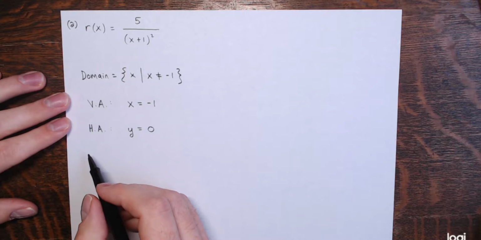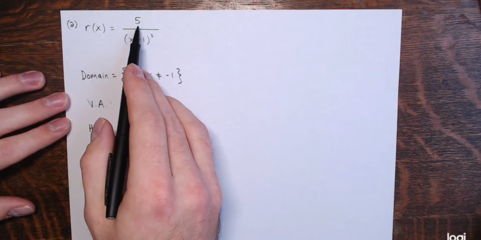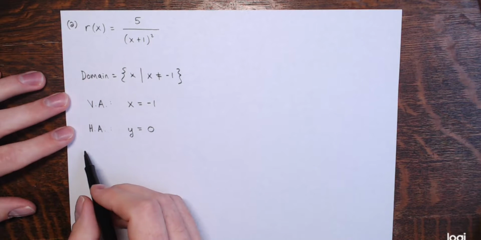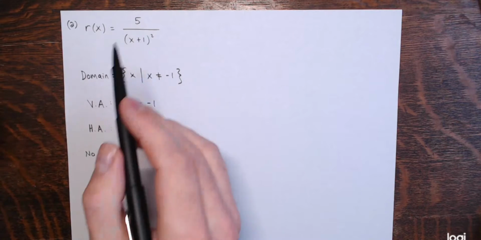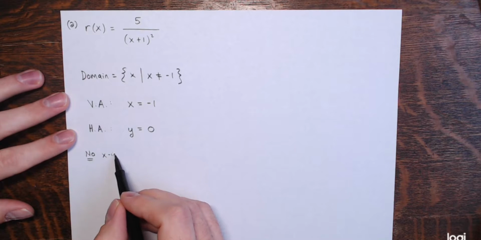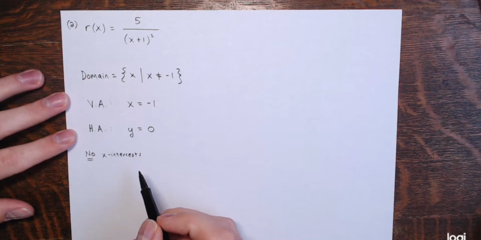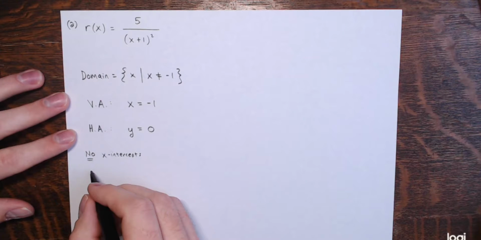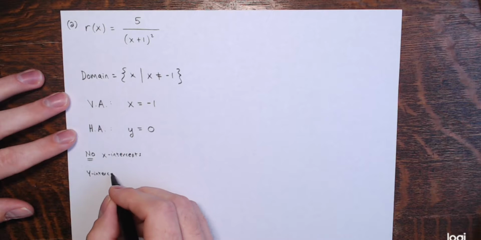And then for the intercepts, there's no x-intercept. The numerator is always 5, so there are no x-intercepts. You can't plug in anything for x and get an output of 0. Now for the y-intercept, if I plug in 0 for x, we're going to have 5 over 1. So the y-intercept is (0, 5).